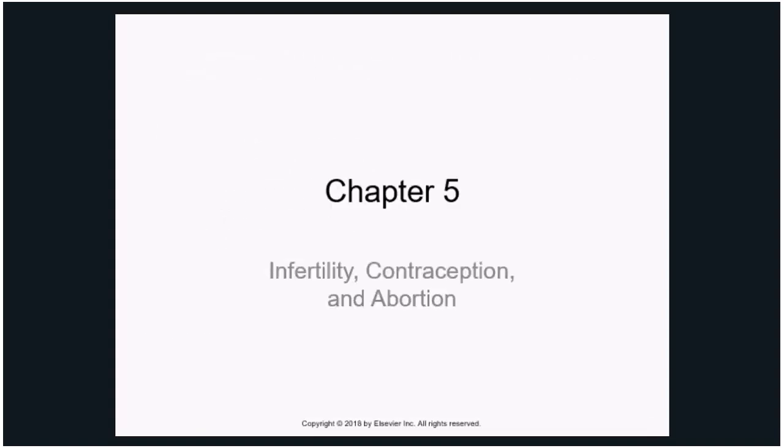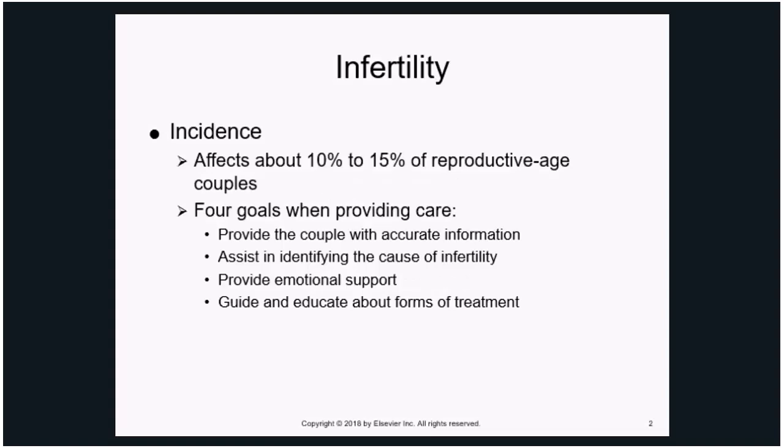Chapter 5, Infertility, Contraception, and Abortion. Incidence of infertility affects 10 to 15% of reproductive age couples. Four goals when you're providing care would be providing the couple with accurate information, assisting in identifying the cause of infertility, providing emotional support, and guiding and educating patients about forms of treatment.